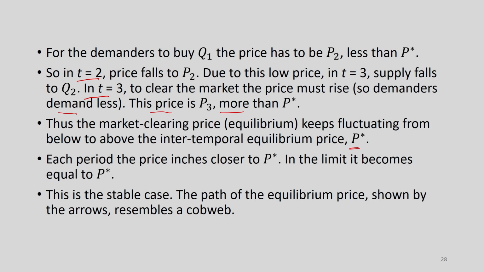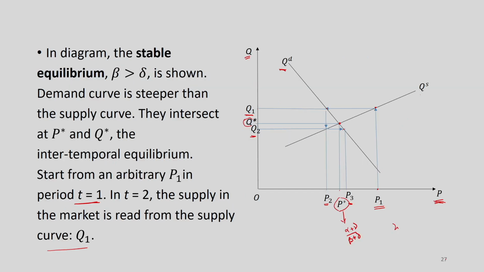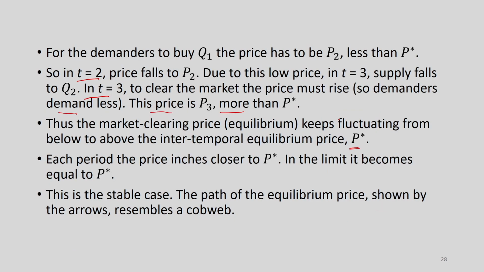The path of the equilibrium price shown by the arrows resembles a cobweb. This is the path: you are going there, and here you are coming down, and in the next period you will go up, and like this you will go on. In the limit it will approach the intersection point, but it looks like a spider's cobweb. So, it resembles a cobweb, and that is why it is called the cobweb model.